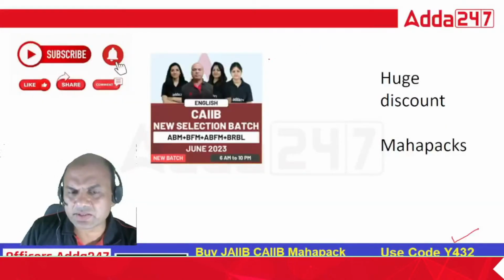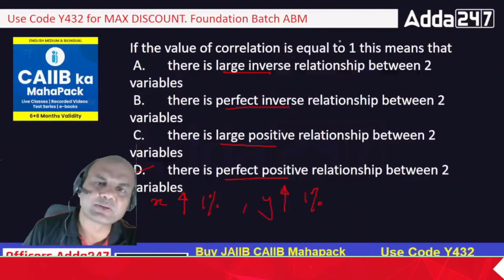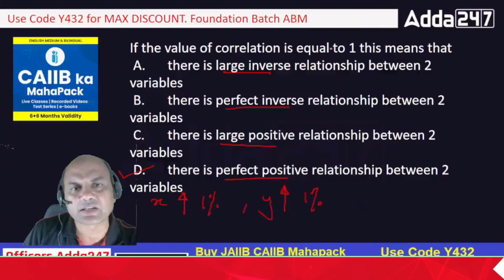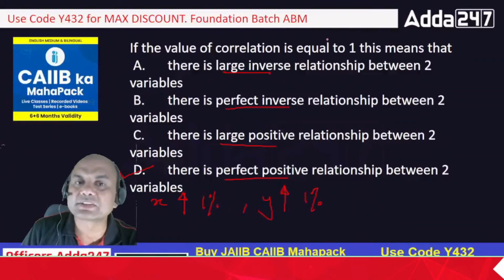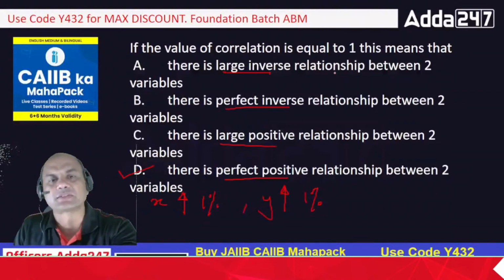Now one thing which I'll tell you: if the value of correlation equals 1, if it is 0, then I think we have explained this. If it is 0, it means no relationship. Type fast in the comment section. If the value of correlation R equals 0, what does it mean? It means what? No relationship, correct? Yes.